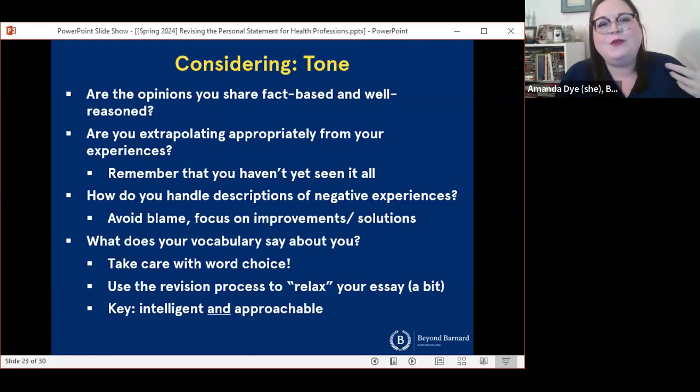But yeah, if you're finding yourself kind of running over a lot of words that are maybe not words that you would use typically, even in a professional conversation, taking some time to just pull those back and relax the vocabulary a little bit, remembering that you want to come across as an intelligent person and an approachable person.